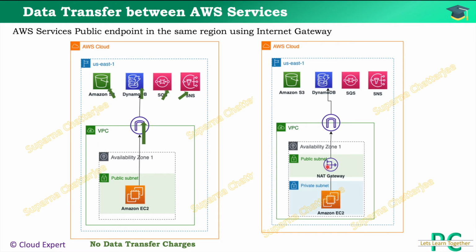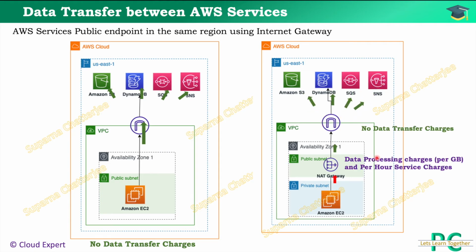Now let's understand how the charges will be. As you know, for the data between the EC2 instance and NAT, you have to pay the NAT charges or the NAT device charges. But the data transfer between the NAT gateway and the AWS services' public endpoint using the internet gateway is free. But you have to pay the data processing charge of the NAT gateway. And as you know, the NAT gateway charges per hour for the service, and a data processing charge based on per GB of data you are transferring or downloading.